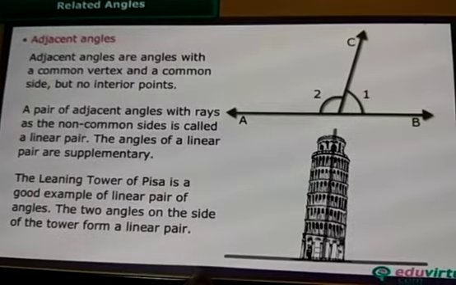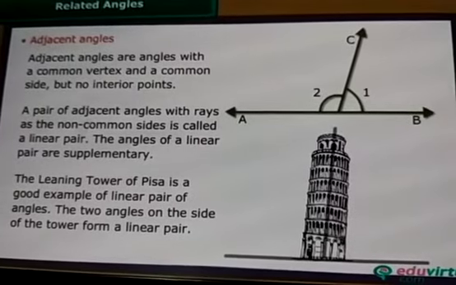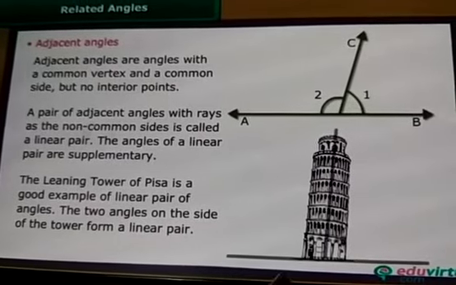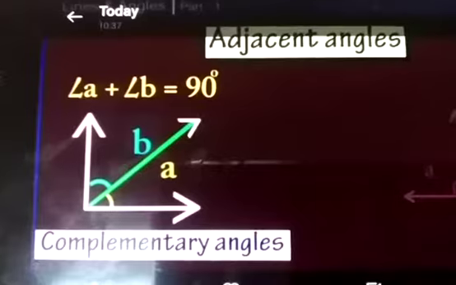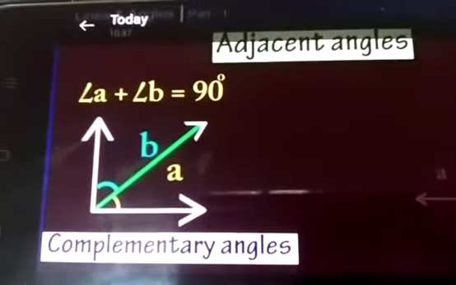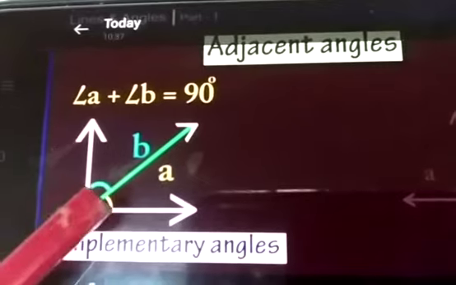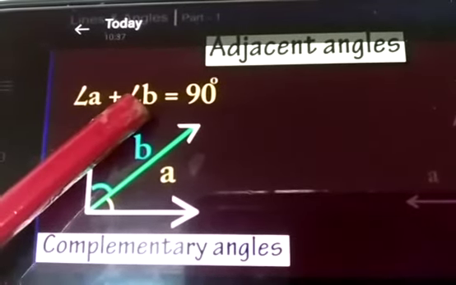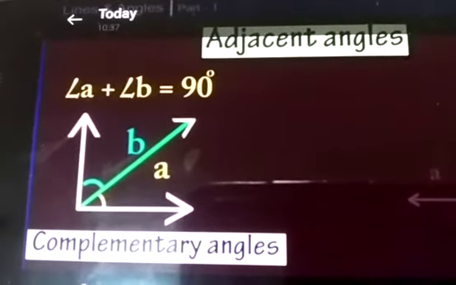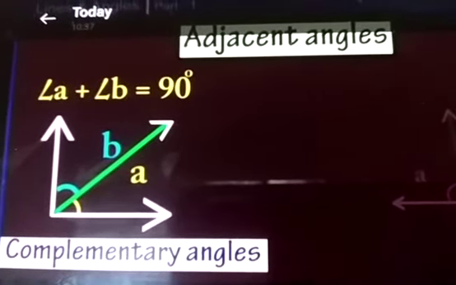Now here, this is an example. The Leaning Tower of Pisa is a good example of linear pair of angles. The two angles on the side of the tower form a linear pair. Here you can say, ma'am, this is adjacent angle. Yes, it is adjacent angles. But the difference here is, if the sum of two adjacent angles is equal to 90 degrees, then we say this kind of angles are complementary angles. Adjacent angles with the sum of 90 degrees are known as complementary angles.